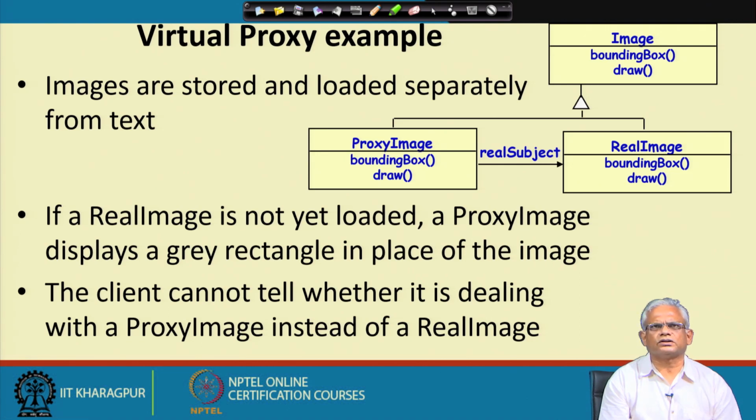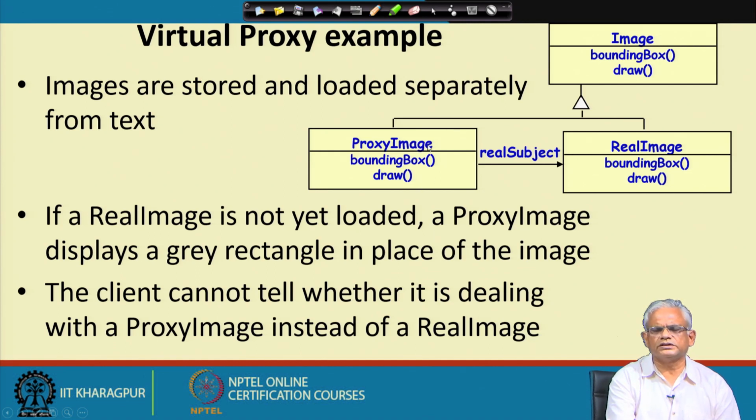If we have to draw the class structure for the virtual proxy, it is the same one. The image is the interface. It has bounding box and draw methods. The bounding box method is necessary to determine whether it is visible. Even if part of the image becomes visible, the image needs to be loaded. The proxy and the real image both implement the bounding box and the draw.